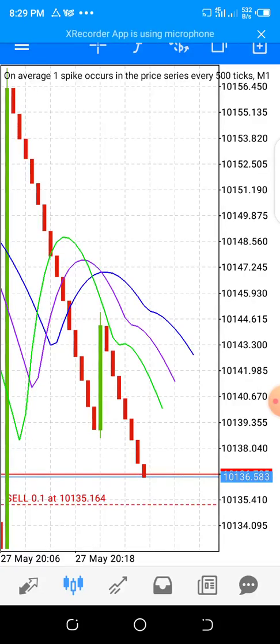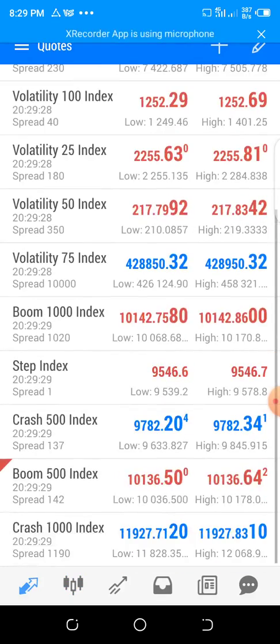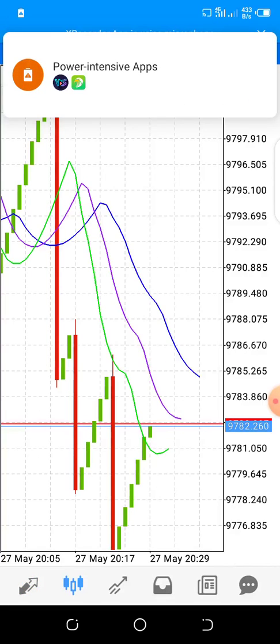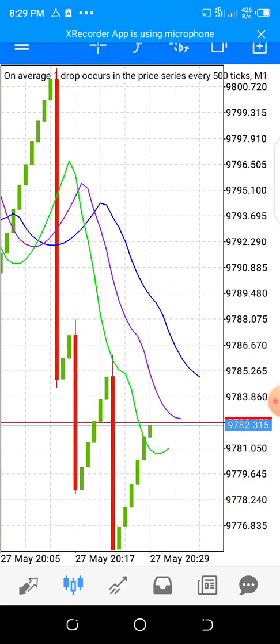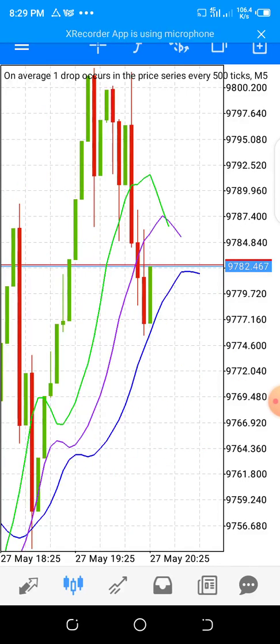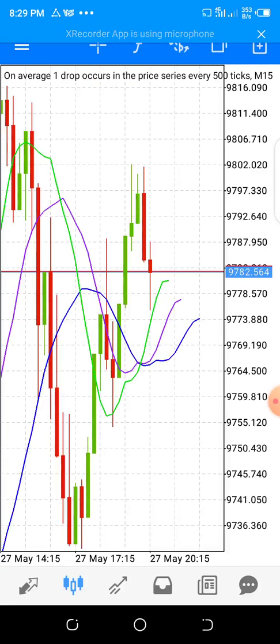It's the same way when we come to crash 500. When it comes to crash 500, you can see that it is going above the alligator. This is the M1. So now it has started entering into the alligator. So we don't enter a trade in crash. We don't buy in crash over here. Let's look at the M5. M5 is inside the alligator. It is not outside the alligator. It has not gone out of the alligator. M15, let's see. M15 is telling you what?